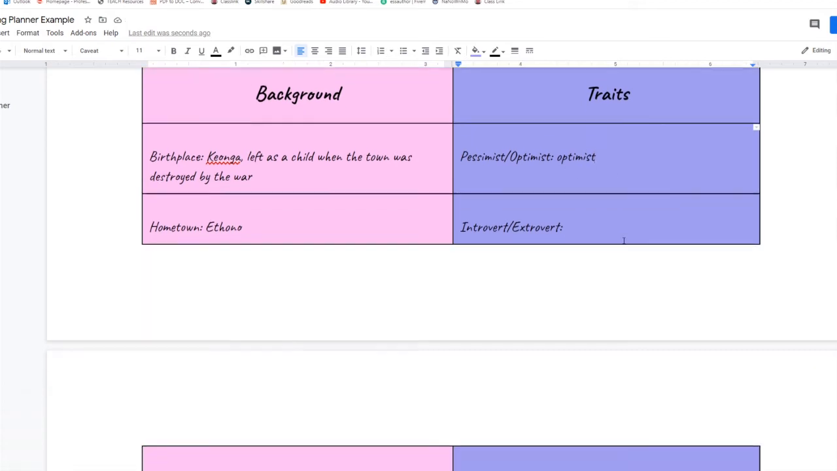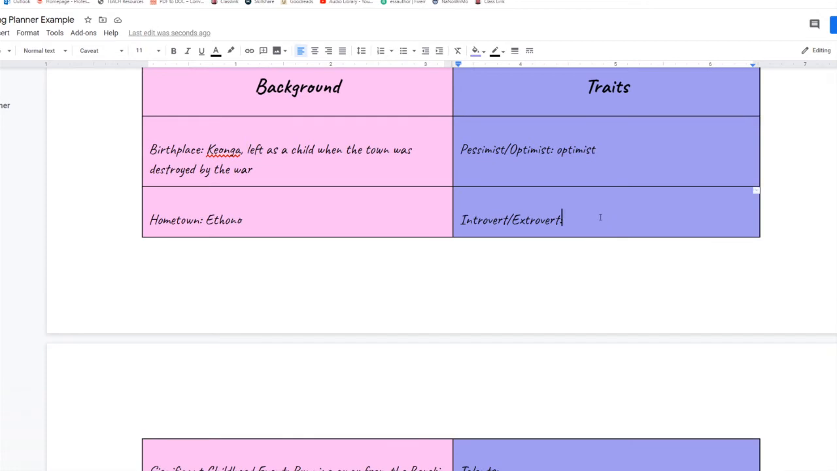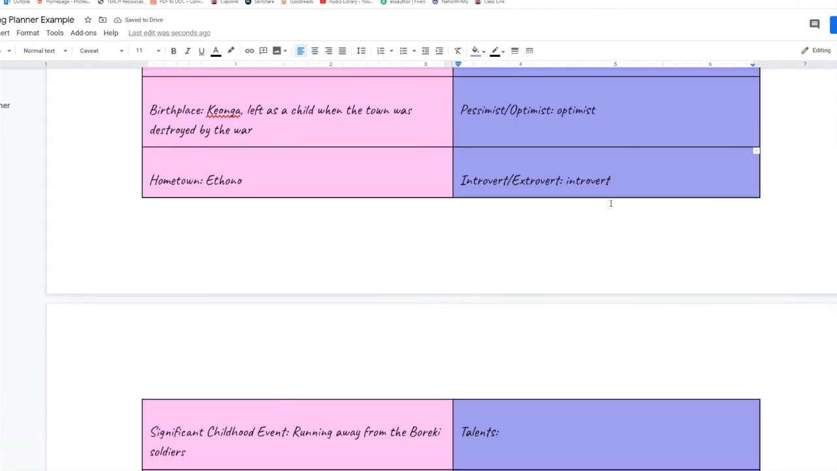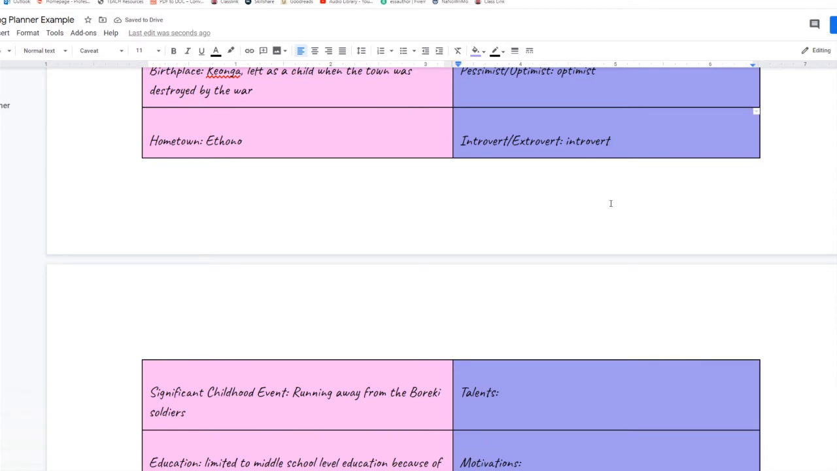The next category is introvert versus extrovert. Remember, this is about where your character is getting their energy from. Do they get their energy from being alone or from being with people? That does not mean that your introvert can't be with people, and that does not mean your extrovert can't be alone and be perfectly happy. It's just where they get their energy from. So Auntie Ida definitely strikes me as being like an introverted person. She's just very content with being alone and with her plants, so that seems to fit her pretty well.